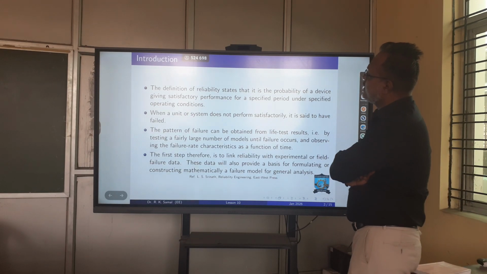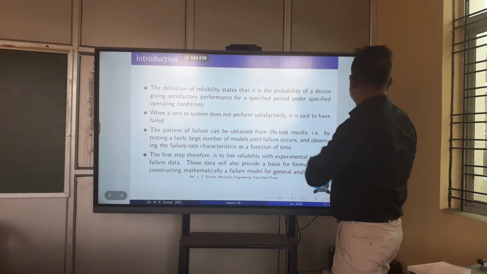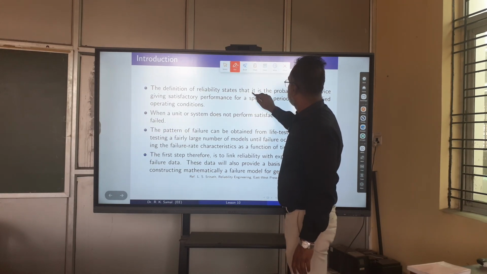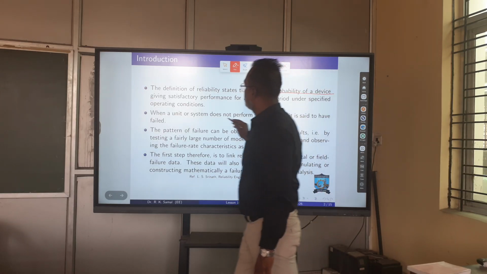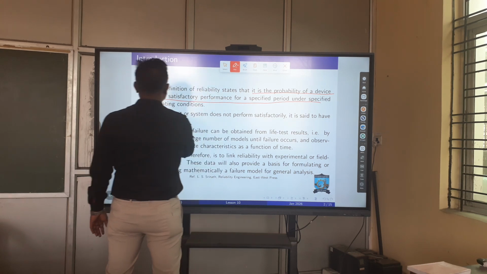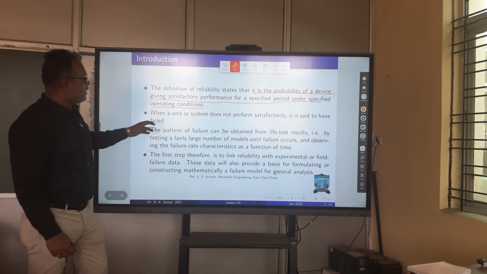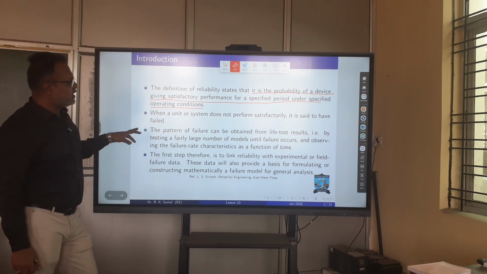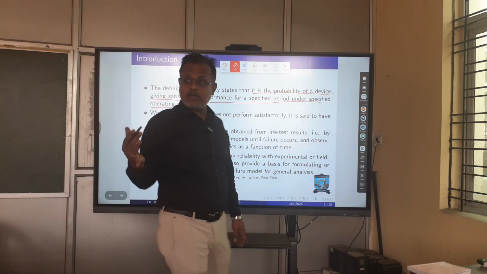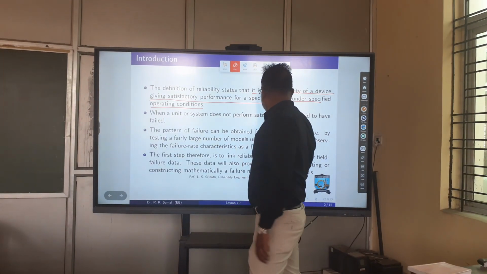The definition of reliability: what is reliability? It says that reliability is the probability of a device giving satisfactory performance for a specified period under specific operating conditions. When a unit or system does not perform satisfactorily, it is said to have failed. The pattern of failure can be obtained from the life test result. So how do we obtain the pattern of failure? From the life test result.